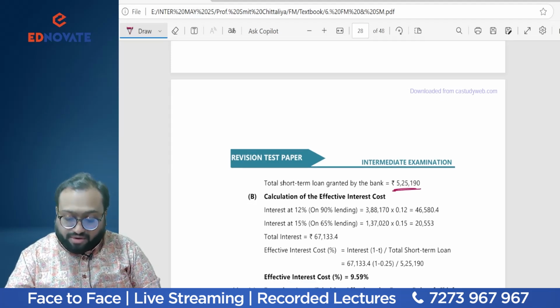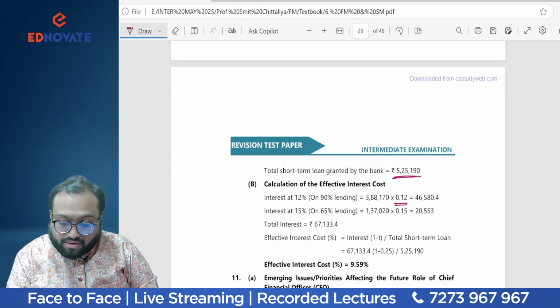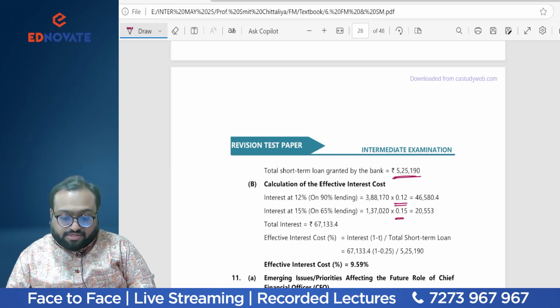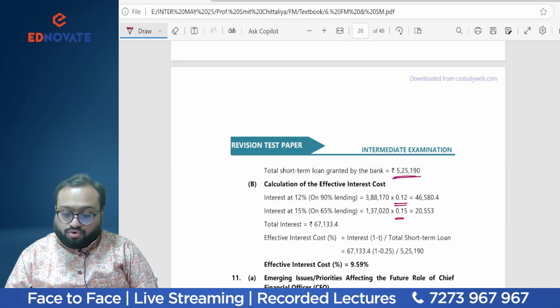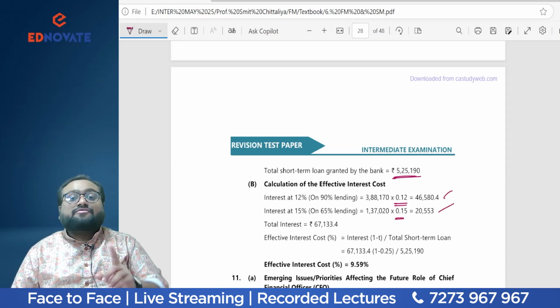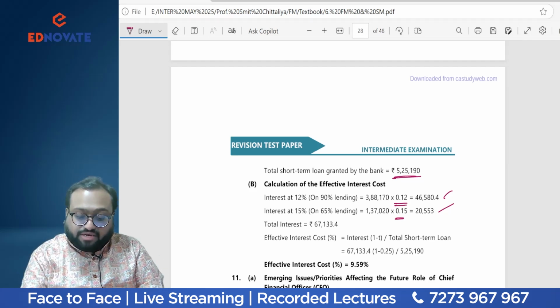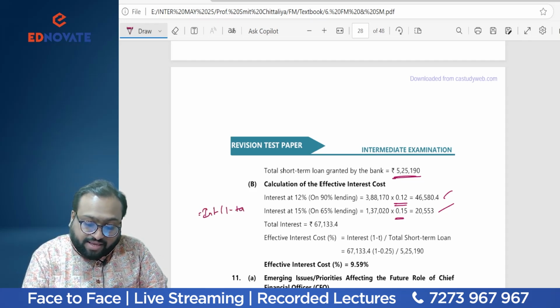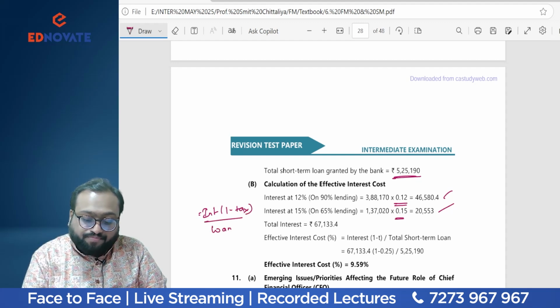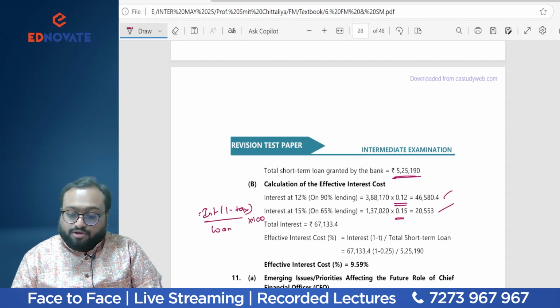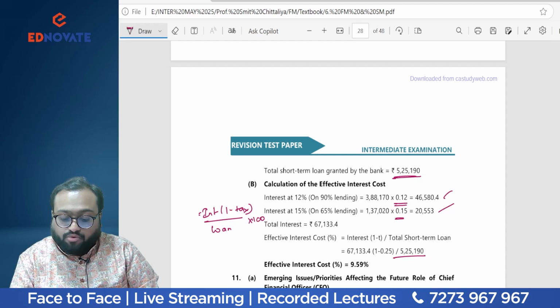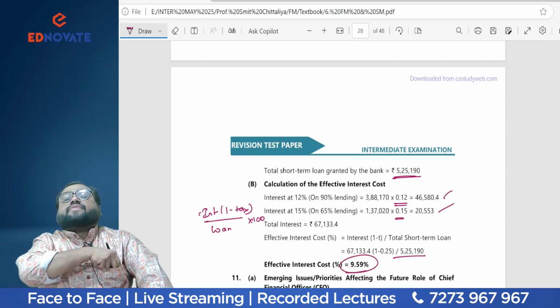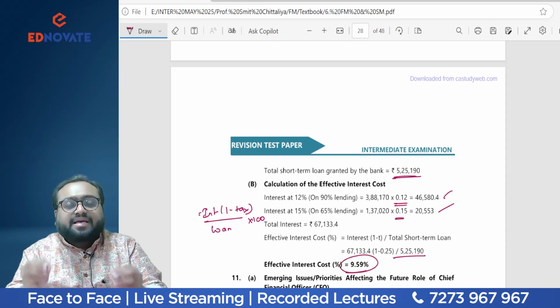Now calculating the interest. Here it will be 12%, here it will be 15%. Am I right? So the interest amount will be this, and we know interest is a deductible expense. So the effective cost will be interest times (1 minus tax) divided by loan amount into 100. So interest minus the tax divided by loan amount, the effective rate will come to 9.59%. It is a very easy sum.